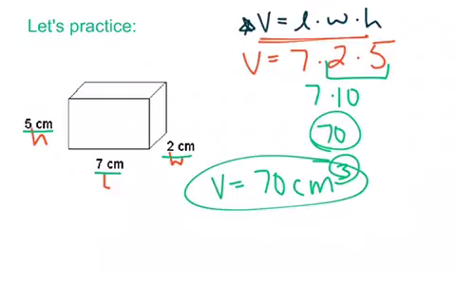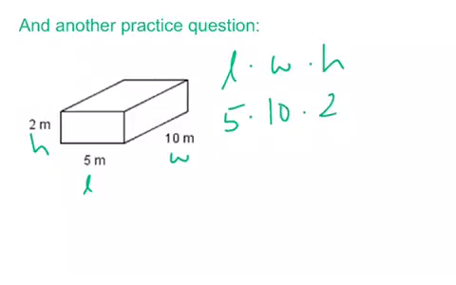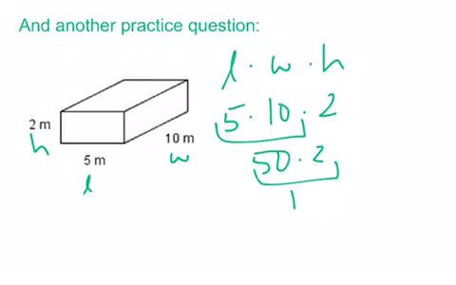So let's take a look at another example. Once again, we're going to do length times width times height. So this could be my length, this is my width, this is my height. So I'm going to do 5 times 10 times 2. 5 times 10 is 50, times 2 is 100. So my answer would be 100 meters cubed.